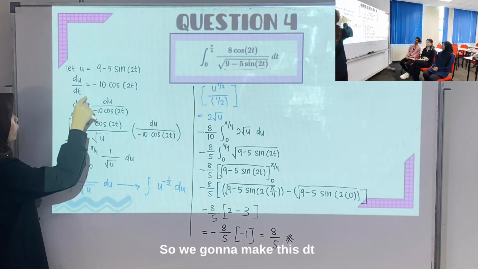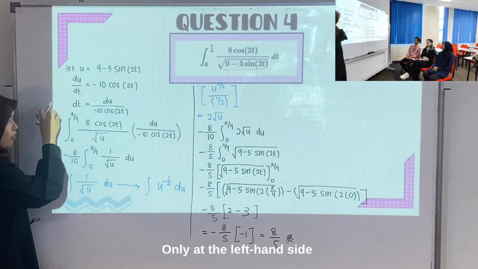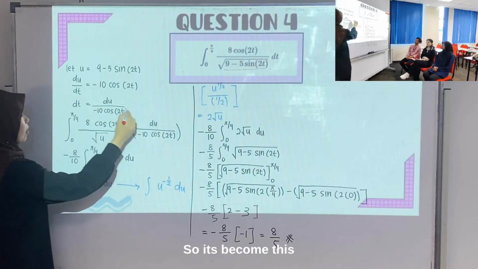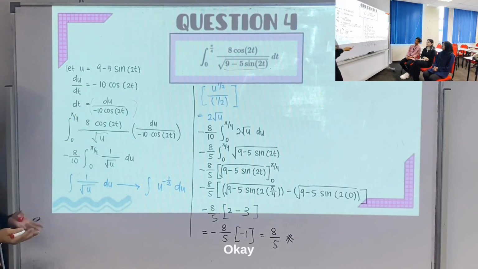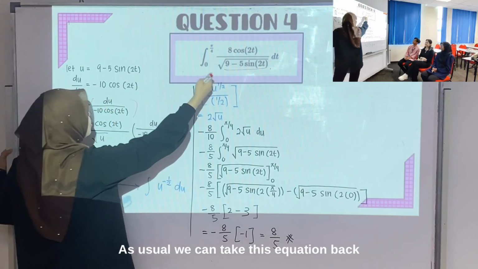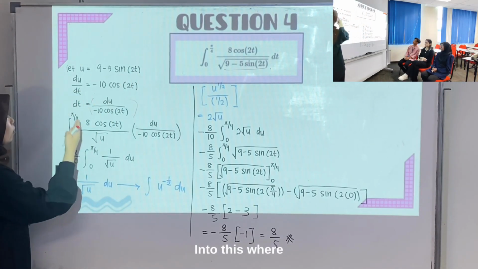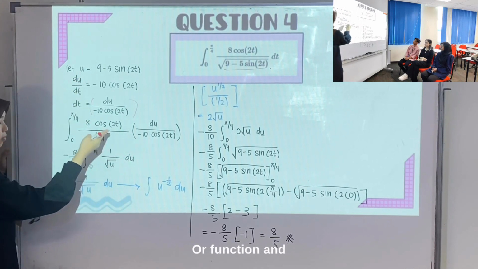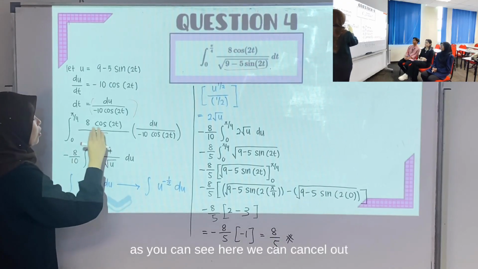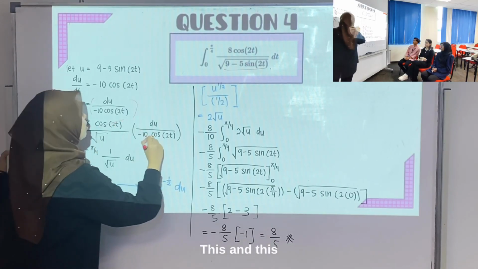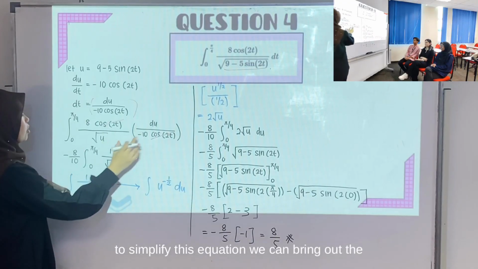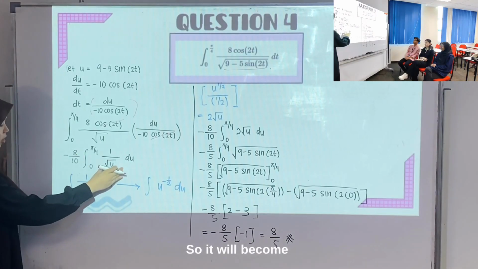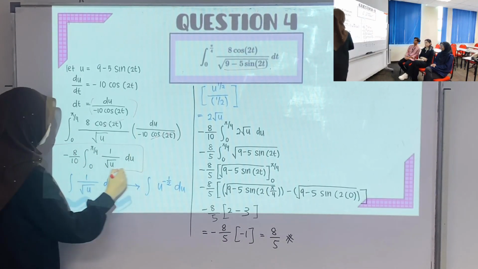So, we're gonna make this dt only at the left hand side and the other at the right hand side. So it becomes this. Okay? As usual, we can take this equation back into this, but we're gonna substitute the u and dt into the equation or function. And as you can see here, we can cancel out this and this. To simplify this equation, we can bring out the negative 8 over 10 out from the function. So it will become this.